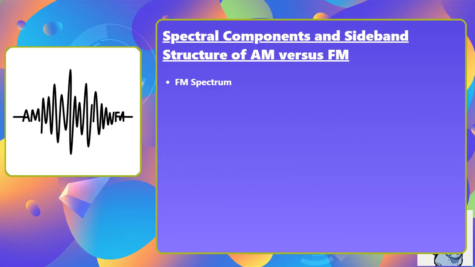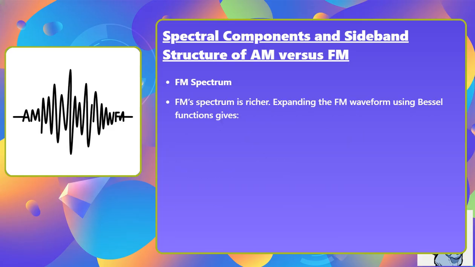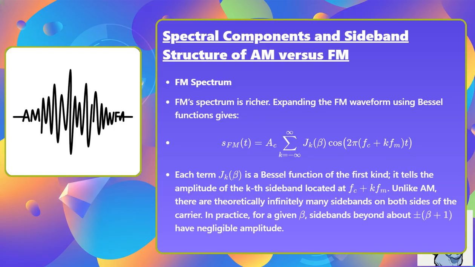FM spectrum. FM spectrum is richer. Expanding the FM waveform using Bessel functions gives s_FM(t) equals A_c times the sum from k equals negative infinity to infinity of J_k(beta) times cosine of 2 pi (f_c plus k f_m) t. Each term J_k(beta) is a Bessel function of the first kind. It tells the amplitude of the kth sideband located at f_c plus k f_m. Unlike AM, there are theoretically infinitely many sidebands on both sides of the carrier.